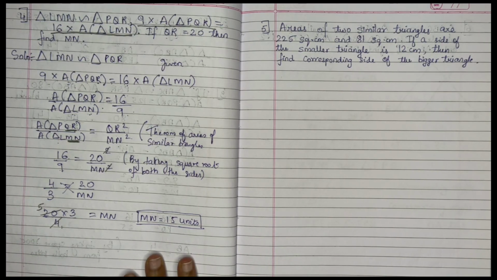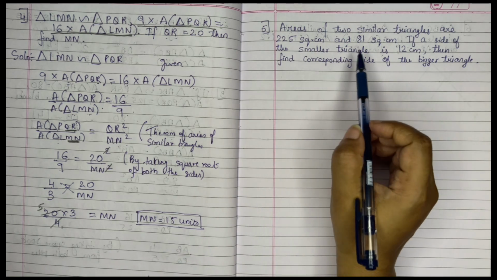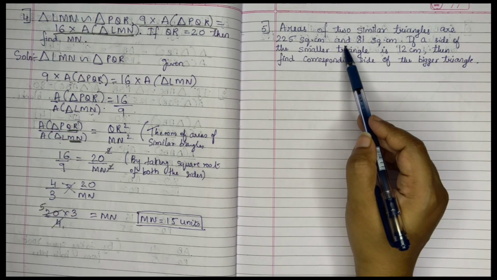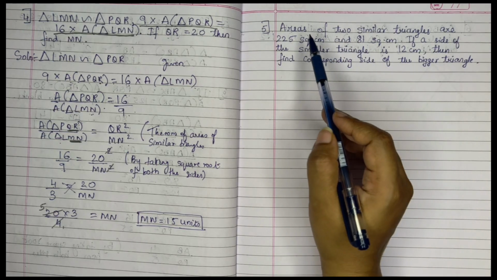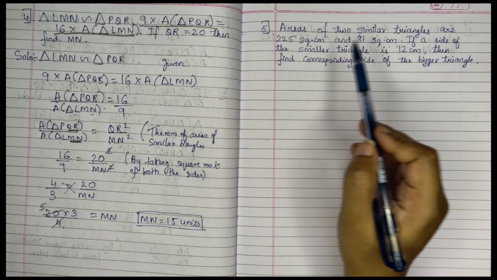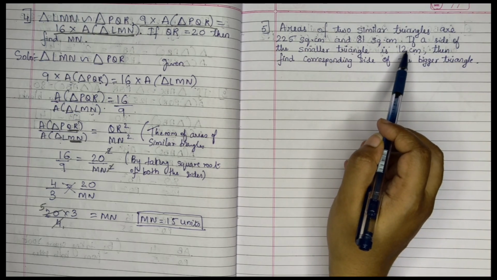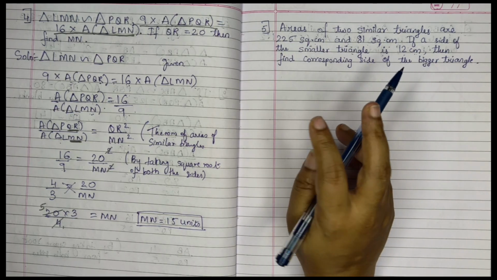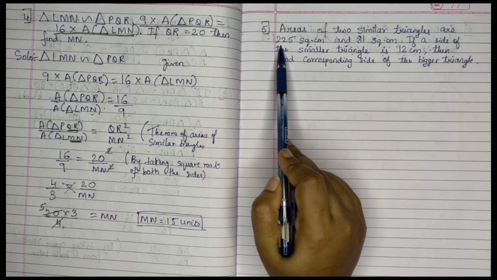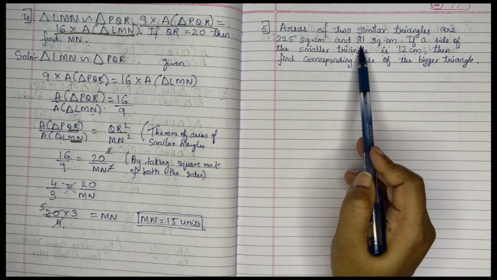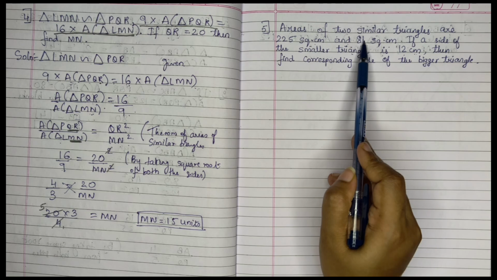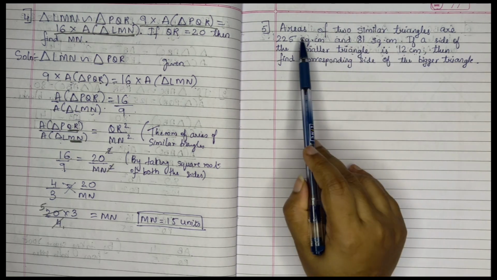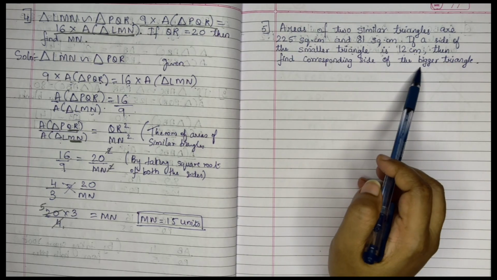Now see the fifth sum. Areas of two similar triangles are 225 square centimeters and 81 square centimeters. If a side of the smaller triangle is 12 centimeters, that means one side is given 12 centimeters, find the corresponding side of the bigger triangle. There are two triangles given, smaller and bigger. Suppose the area of the bigger triangle is 225, area of the smaller triangle is 81. Now they have given you one side of the smaller triangle is 12 centimeters. We have to find the corresponding side of the bigger triangle.